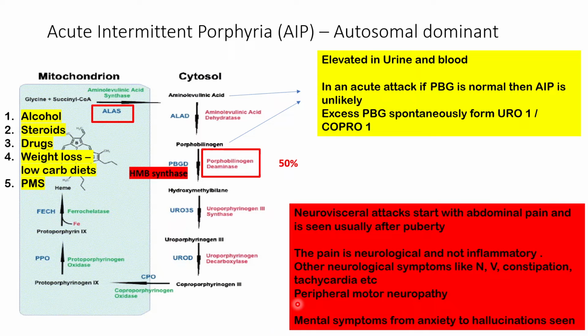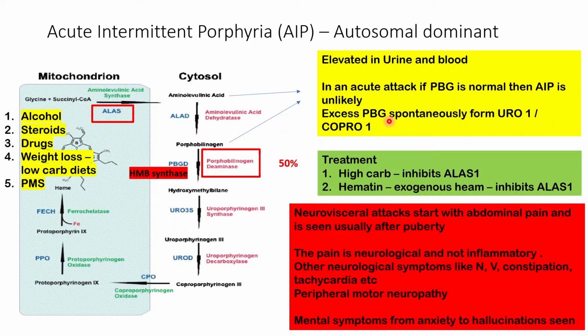Now what is important to note is, somebody who has an acute attack of acute intermittent porphyria, if their urine PBG level is normal, then it is unlikely that the pain or the attack is because of acute intermittent porphyria. Okay. And also the excess of PBG which is present is spontaneously converted to uroporphyrinogen 1 or coproporphyrinogen 1 isomer and not 3 isomer. Okay. So this is what is elevated in the urine.